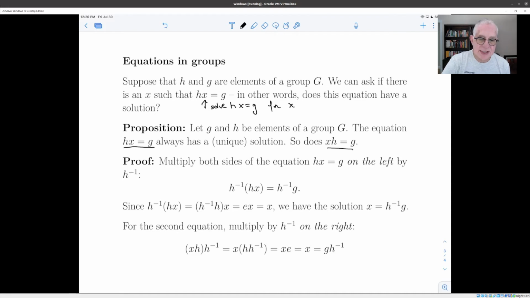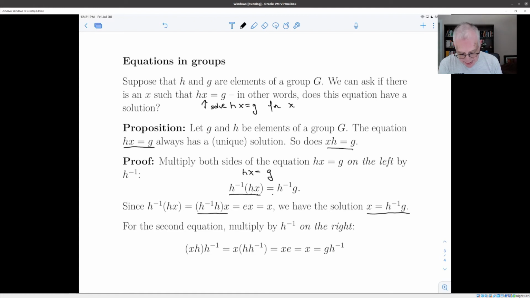And here we see algebra at work. If we look at the equation Hx equals G, then we multiply on the left on both sides of this equation by H inverse. And we get that H inverse Hx is H inverse G, and we use the associative law to regroup H inverse Hx as H inverse H times X. But by definition, H inverse H is the identity element, and the identity element times X is X. So we have the solution X equals H inverse G.